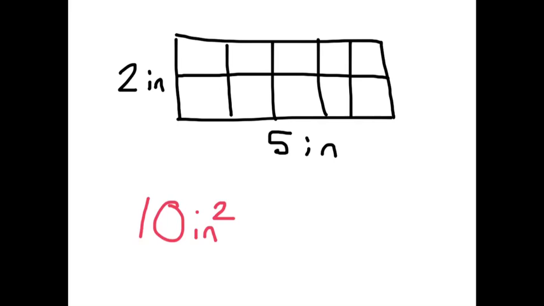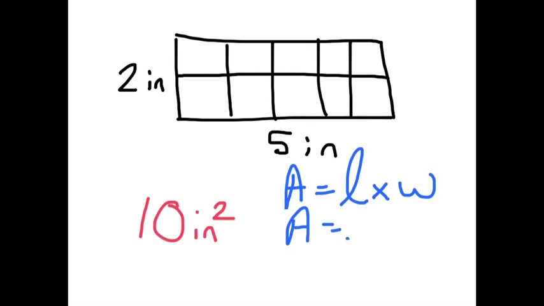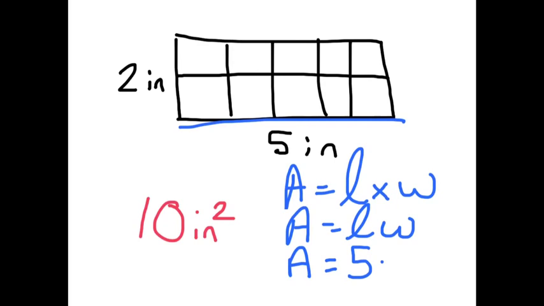The shortcut way to do this is to recognize that the area of any rectangle is going to be the length times the width. And sometimes they just write that as area equals LW. In this case, area equals the length, the long way, that is 5, times the width, which is 2, and we still get 10 inches squared.